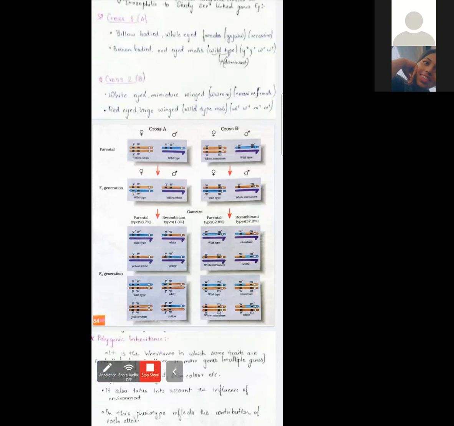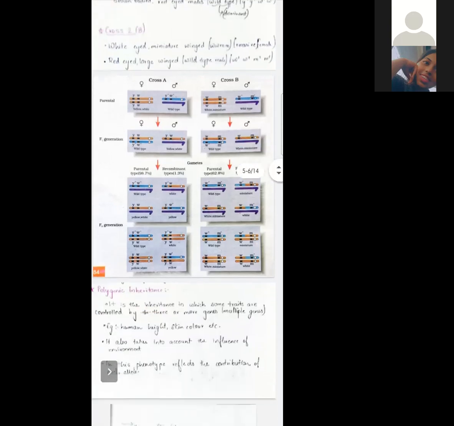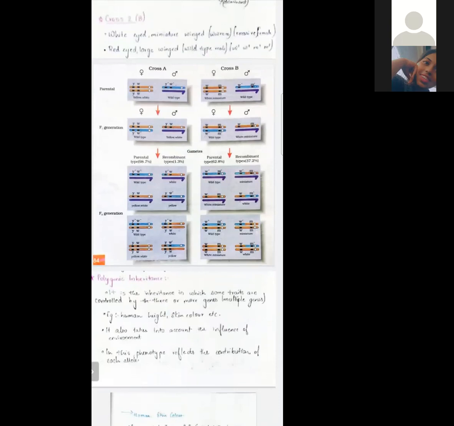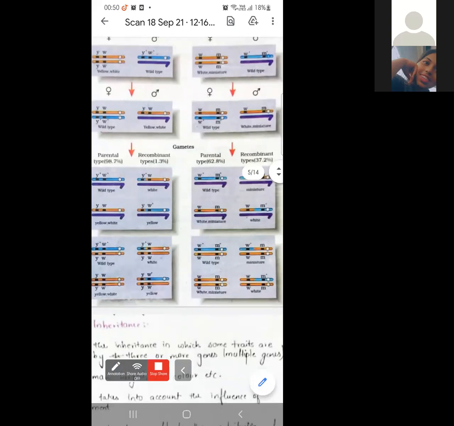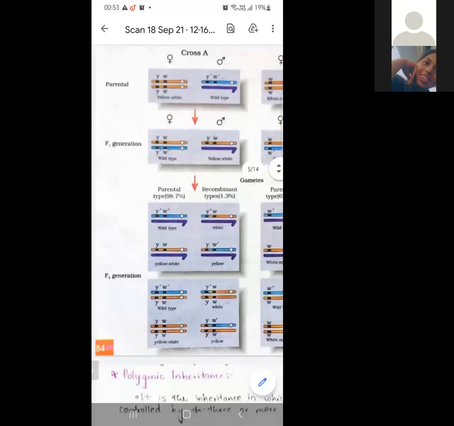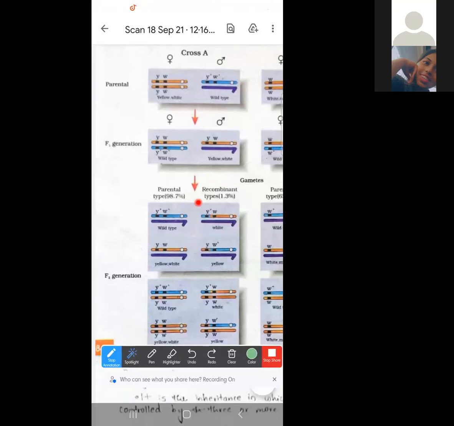So now let's go through the diagrammatic representation of Morgan's cross given below. So here it is. First, we'll go through the cross A. Let's see what happens in cross A. Here in cross A, first this is recessive female, that is YWYW, and this is dominant or wild type male, Y plus W plus. This represents Y chromosome, as we have seen. Drosophila male has X and Y chromosome.